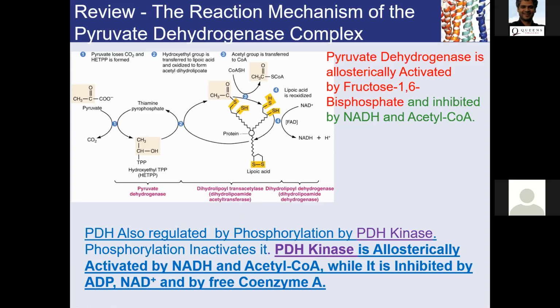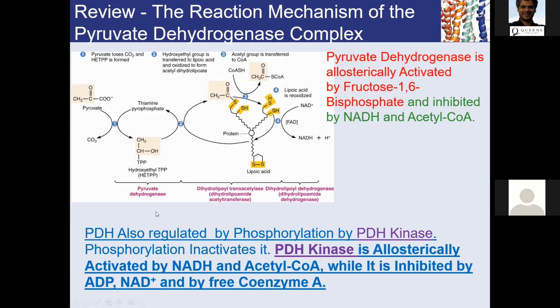Pyruvate dehydrogenase is allosterically activated by fructose 1,6-bisphosphate. And if you recall, this is fructose 1,6-bisphosphate, an intermediate of glycolysis, right? So it gets activated by one of the intermediates of glycolysis, and it is inhibited by NADH and acetyl coenzyme A. So that's one way of allosterically regulating the activity of pyruvate dehydrogenase.